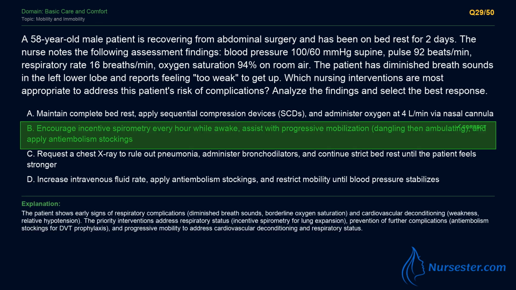The correct answer is B. The patient shows early signs of respiratory complications, diminished breath sounds, borderline oxygen saturation, and cardiovascular deconditioning, weakness, relative hypotension. The priority interventions address respiratory status, incentive spirometry for lung expansion, prevention of further complications, antiembolism stockings for DVT prophylaxis, and progressive mobility to address cardiovascular deconditioning and respiratory status.